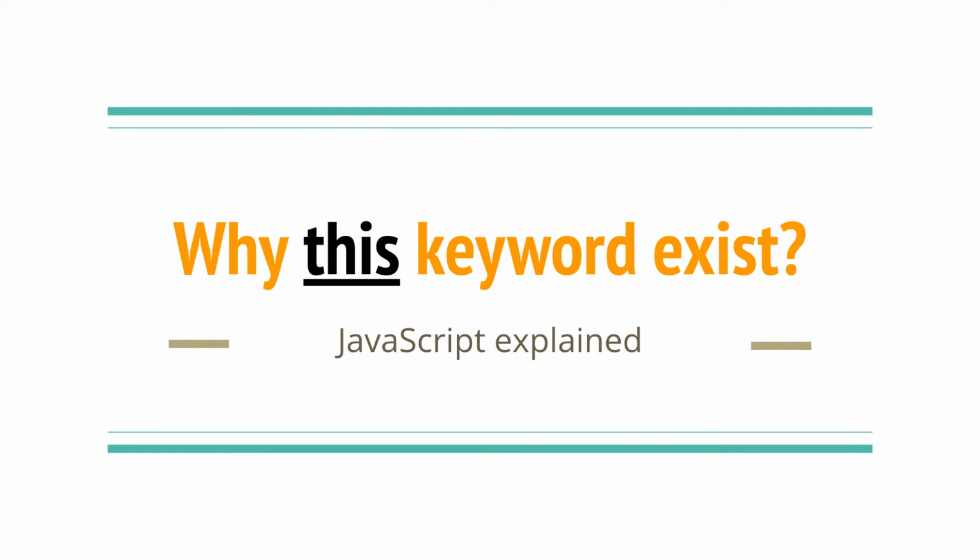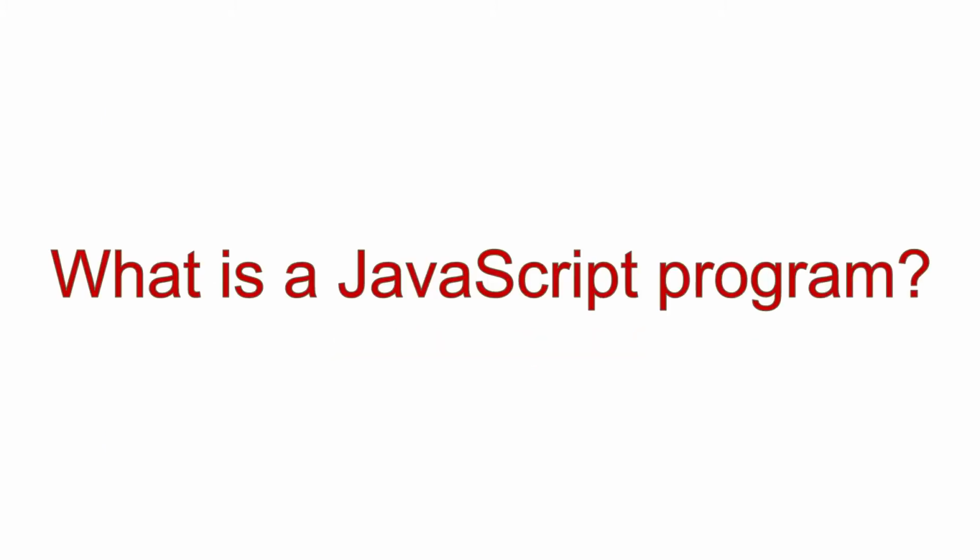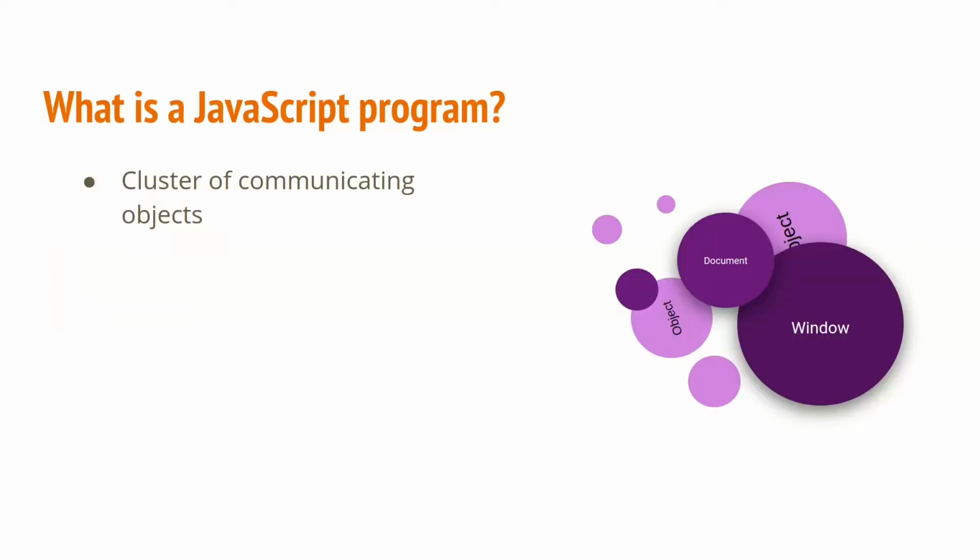The this keyword is one of the complicated topics in JavaScript. To understand the this keyword, we need to first understand what a JavaScript program actually is. A JavaScript program is essentially a cluster of communicating objects. During its execution, a virtual communication is happening between these objects. However, not all these objects are on the same level, and there exists a hierarchy between them.